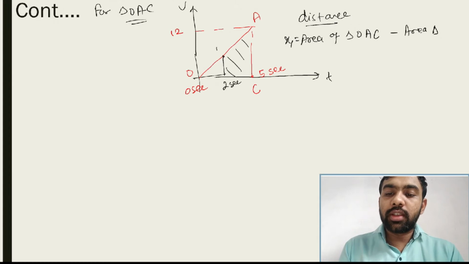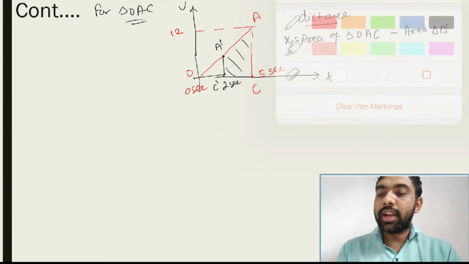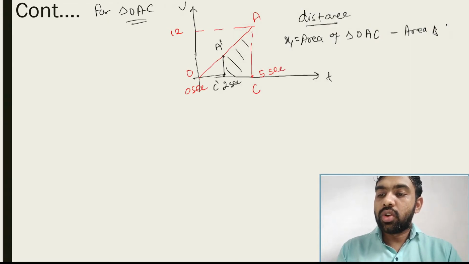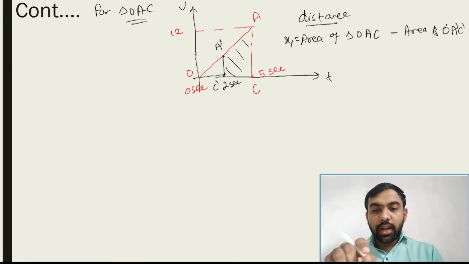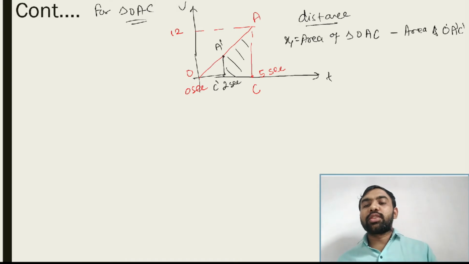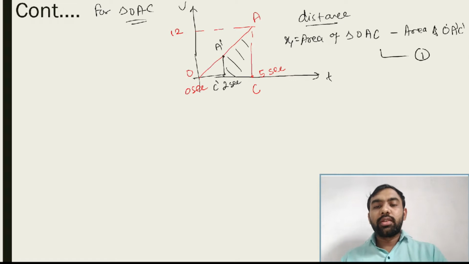Let's consider this point is A dash and this point is C dash. So triangle O A dash C dash. Can we write this way? Triangle O A dash C dash. Yes or no? This total area of a triangle minus this small area, it means this one. So consider that is equation number 1 for us right now.